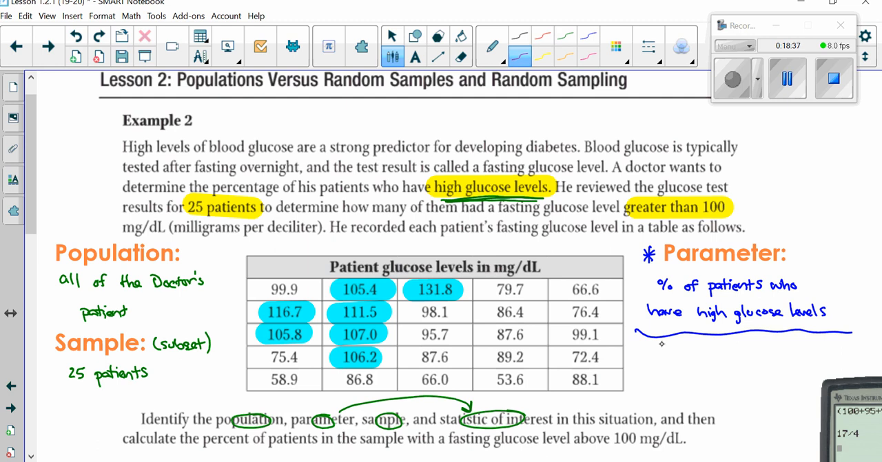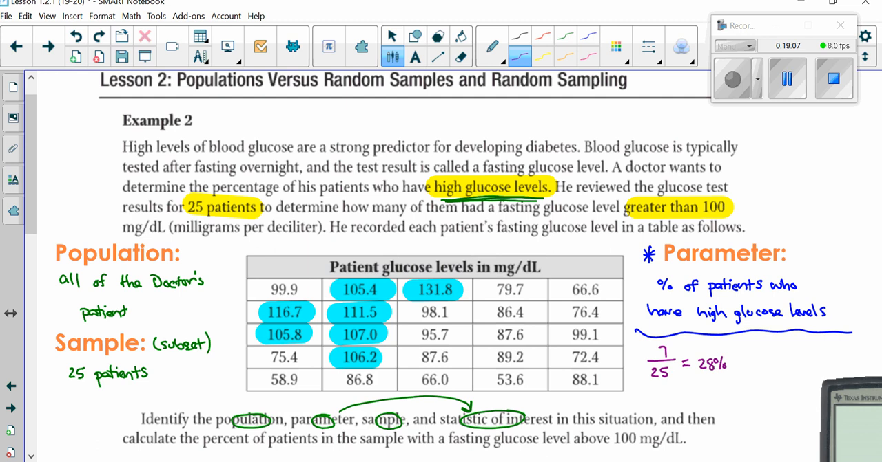Okay, so then I'm going to say that there were 7 that had greater than 100 out of the 25 that were in the sample subset. And then if you were to do 7 divided by 25 in your calculator, you're going to get 28%. And again, this 28% is an estimate. It would be a good estimate.